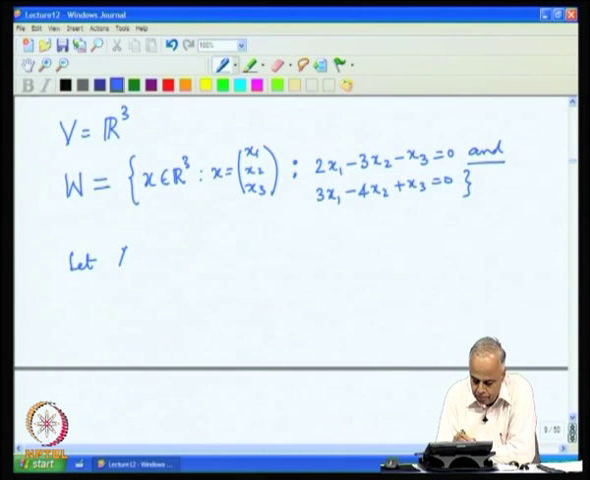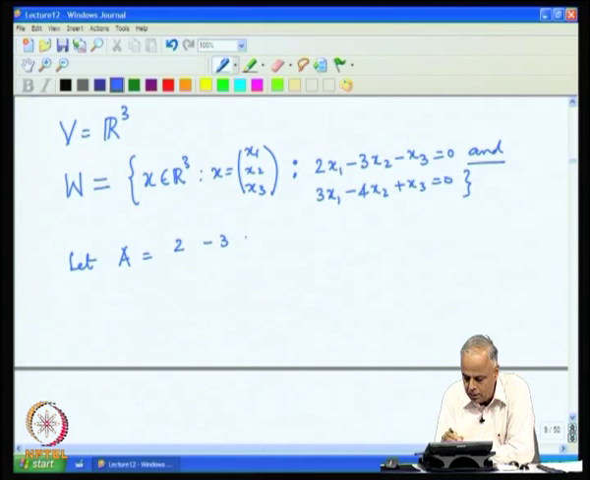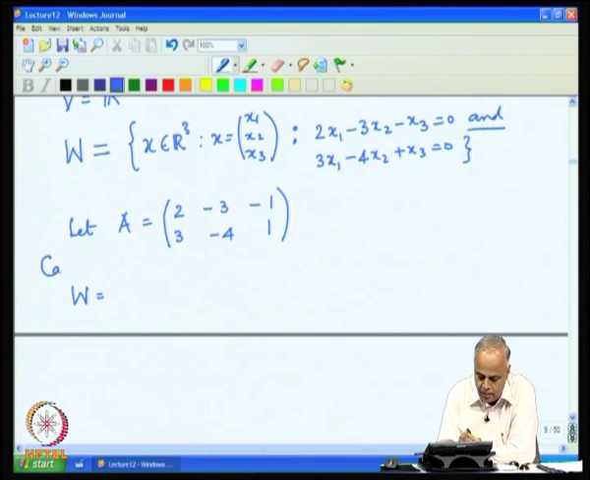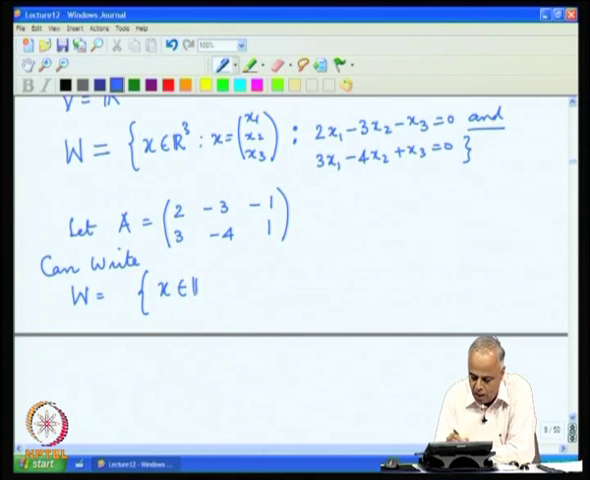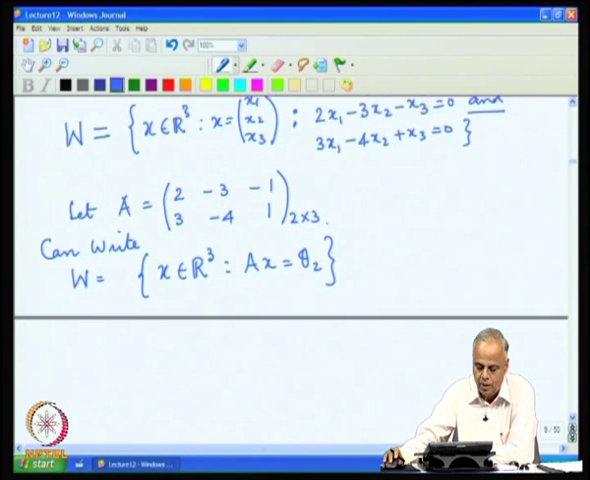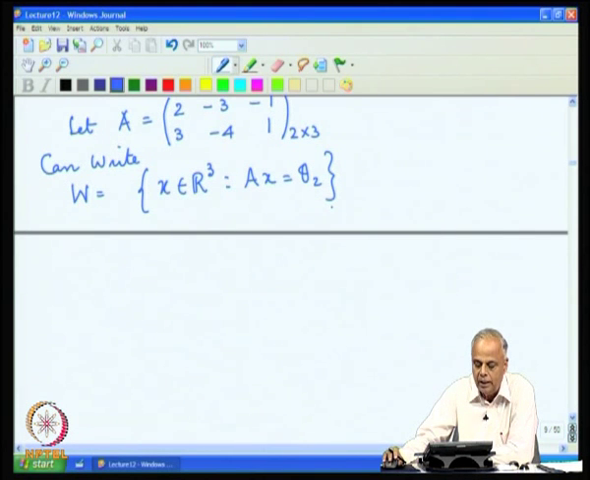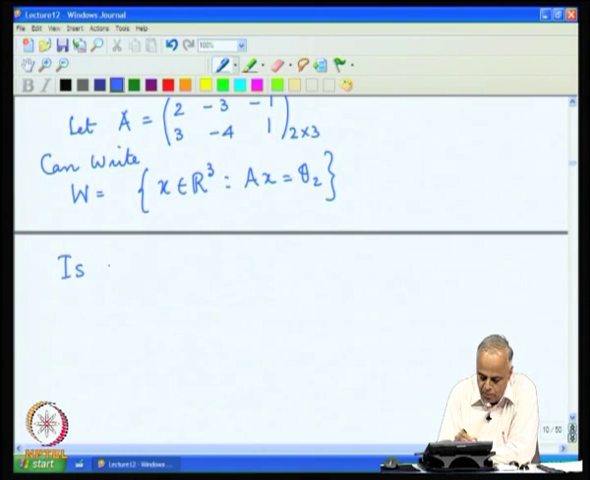So, let A be the matrix 2, minus 3, minus 1; 3, minus 4, 1. Then these two conditions boil down to saying A x is the 0 vector. So, we can write W as the set of all vectors in R3 such that A x is theta 2. A is a 2 by 3 matrix. So, W can be thought of now as the set of all x in R3 such that A x equal to theta 2. Is W a subspace?